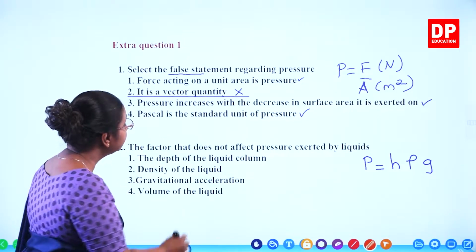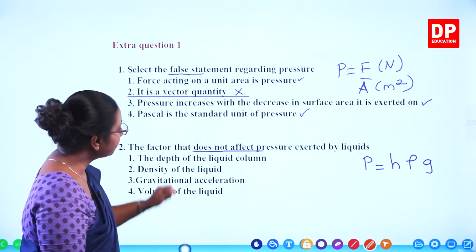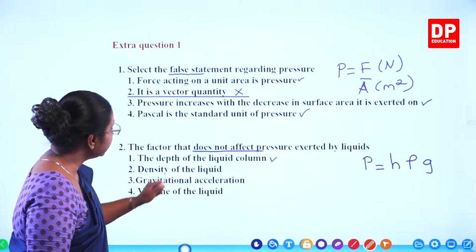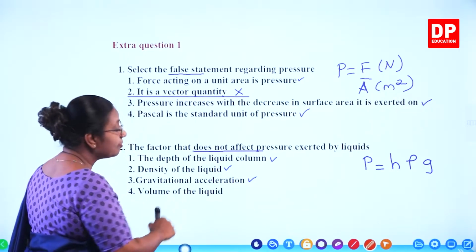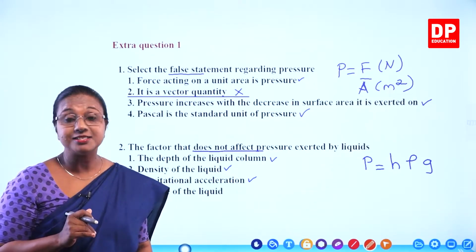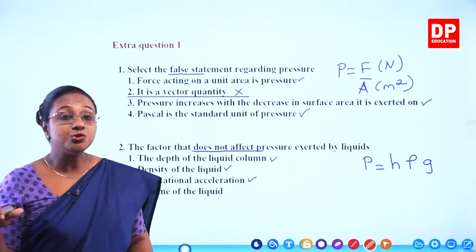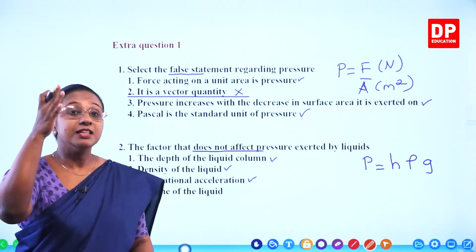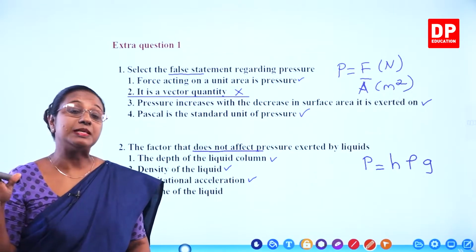So, the factor that does not affect the pressure exerted by liquids. The depth of the liquid column, that is correct. Depth and height are the same. Density of the liquid column, that is also correct. Gravitational acceleration, correct. But the volume of the liquid does not affect the pressure. We have done an activity. We have actually discussed an activity where we use different shaped containers attached to a PVC tube. You can remember that when you fill in water, colored water, and observe the vertical height of the liquid column will be the same, and also pressure at the bottom is the same.